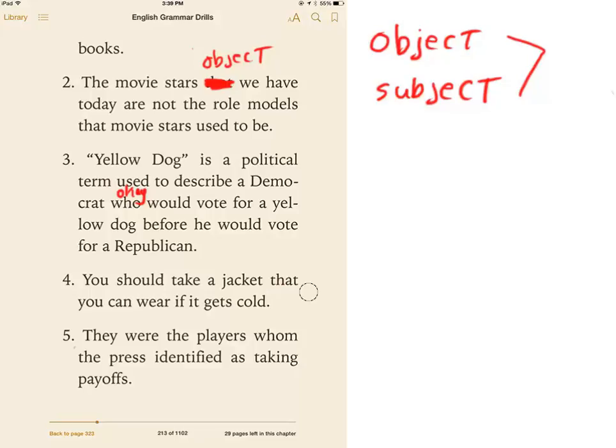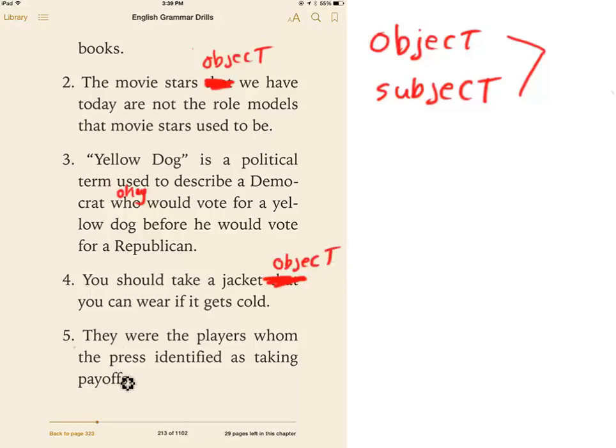Well, let's take a look. That refers to jacket, right? Well, let's see if the jacket is doing the action. You should take a jacket. Is the jacket wearing something? Nope, it's being worn. Okay, it's definitely something is done to it, so it's the object. You should take a jacket that can be worn if it gets cold. You should take a jacket you can wear if it gets cold. So this would be an object.